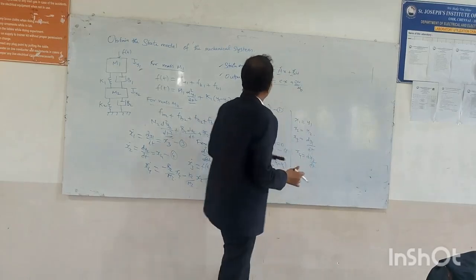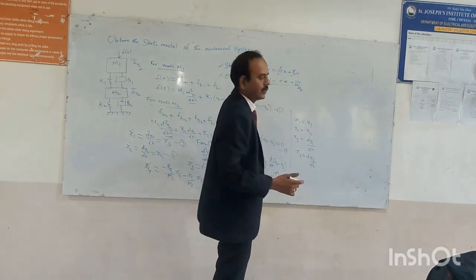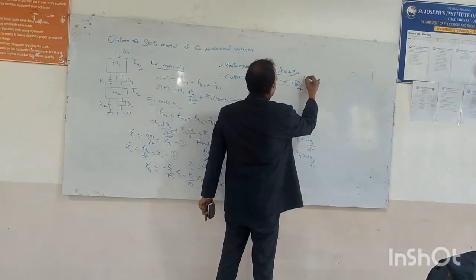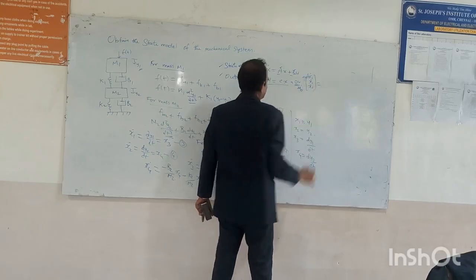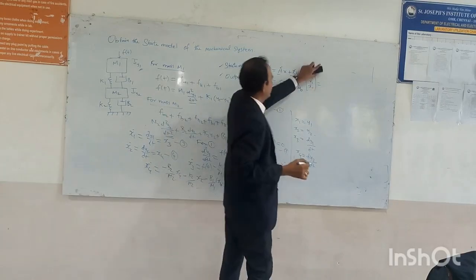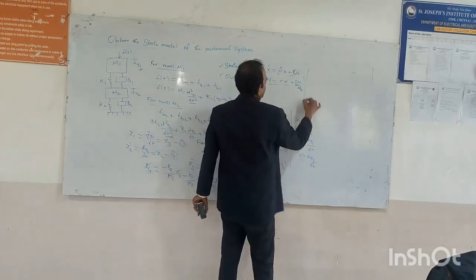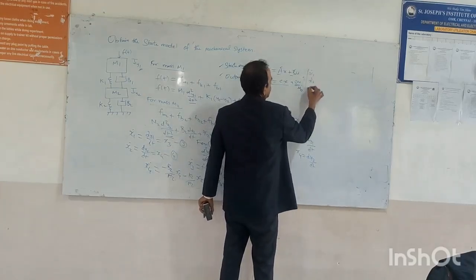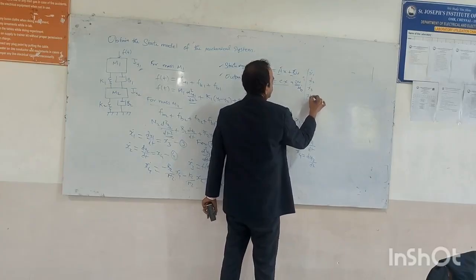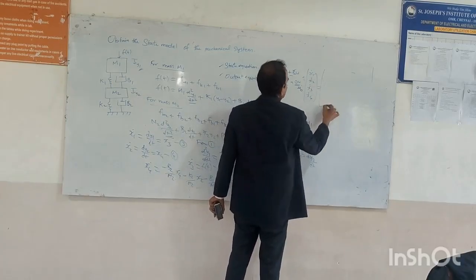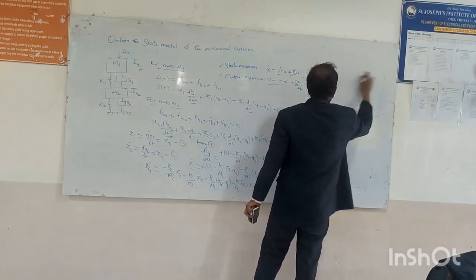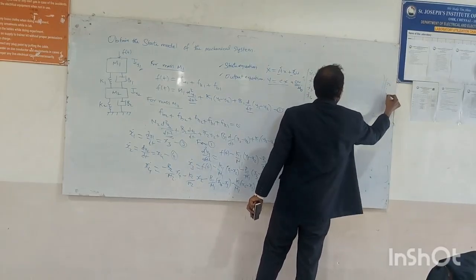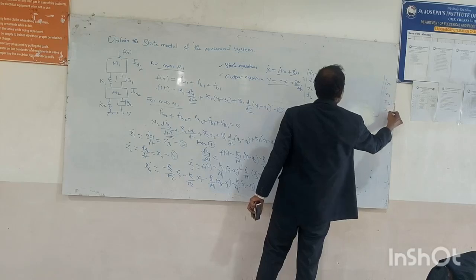So we can form the matrix Y equal to AX plus BU. X dot is nothing but x1 dot, x2 dot, x3 dot, x4 dot. So we are having 4 variables, x1 dot, x2 dot, x3 dot, x4 dot. So the A matrix is nothing but 4 cross 4, into x1, x2, x3, x4.